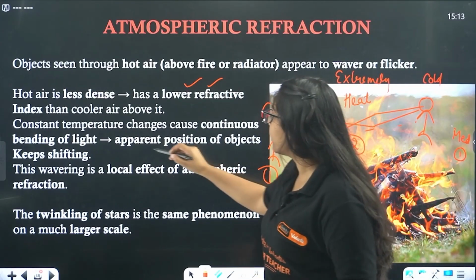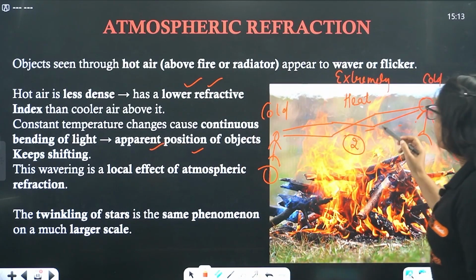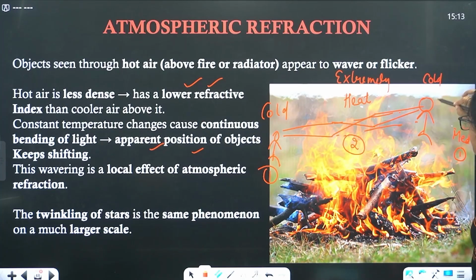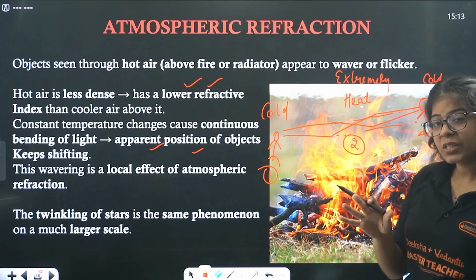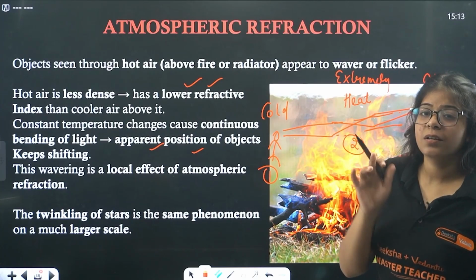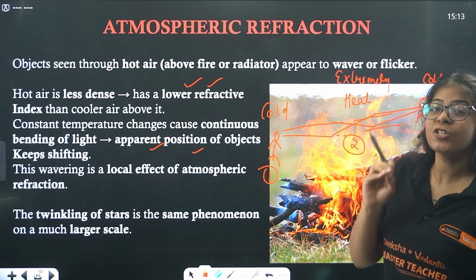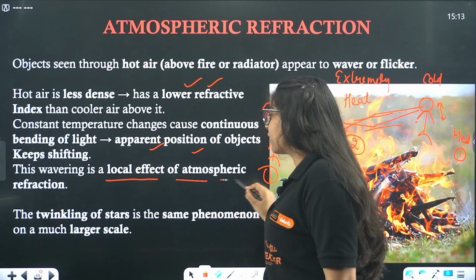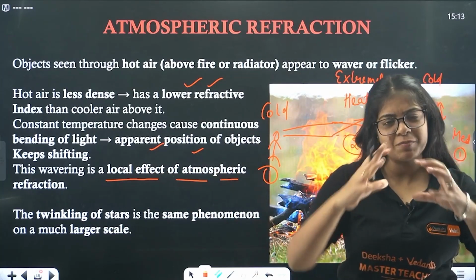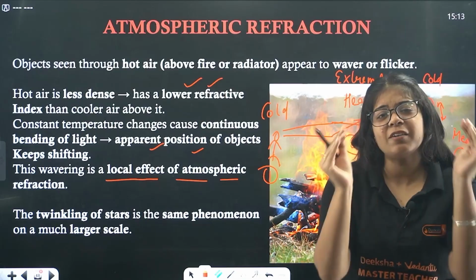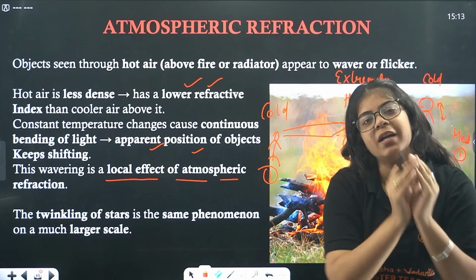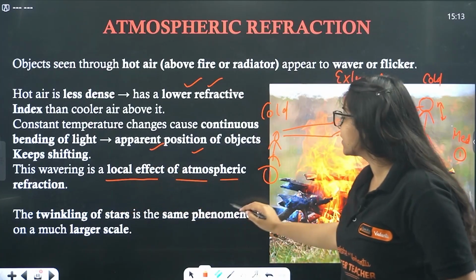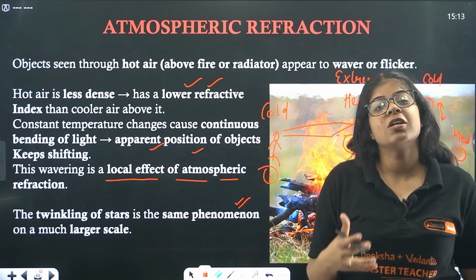Okay, so the apparent position of the object keeps on shifting. First I think the person is here, then I think the person is here. So it keeps on changing its position, right? That's why it looks like he is dancing. Its apparent position keeps on shifting. This wavering is a local effect of atmospheric refraction. Local effect means it is just around that fire, not somewhere else. Localized effect. Okay, the twinkling of stars is the same phenomenon on a much larger scale.